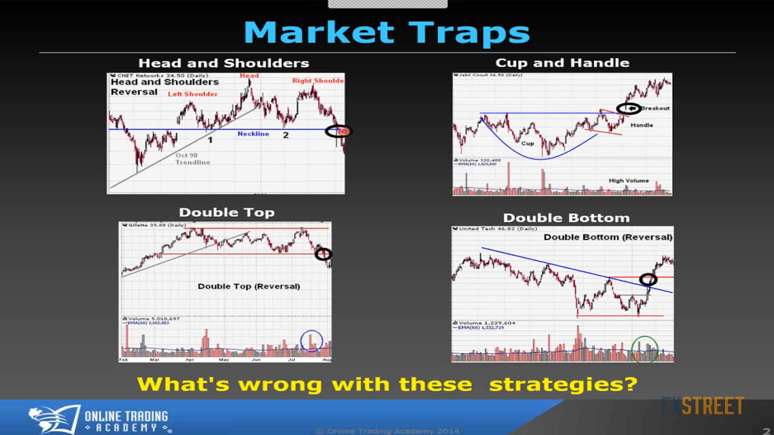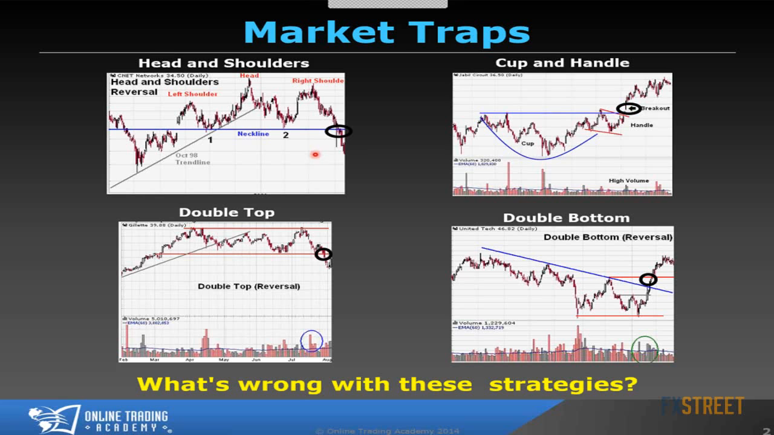Where you see my black circle here on the head and shoulders, or my black ellipse on the cup and handle here, most of these chart patterns are taken, and the people who use them are encouraged to sell where our black line is here, or sell where our black circle is here, or buy where our black circle is here. And I've asked the question on here, what's wrong with these strategies?